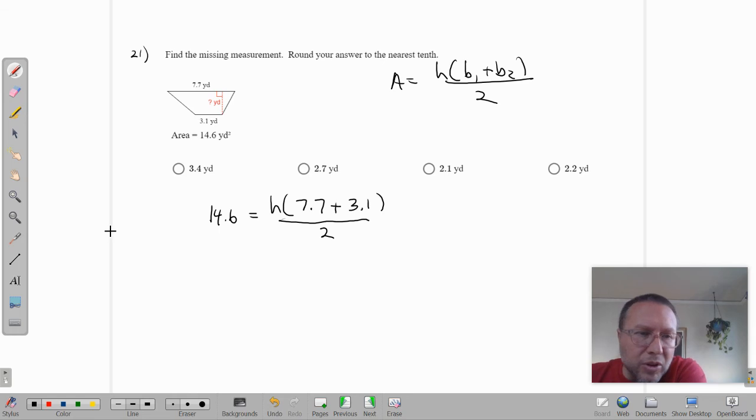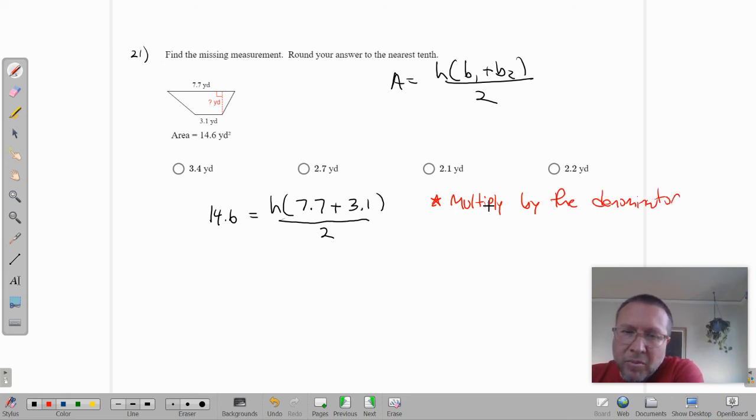All right. Well, in algebra, anytime you've got a fraction and you want to get rid of that fraction, we multiply by what's called the fraction buster. So if you multiply, let's make a note here, multiply by the denominator.